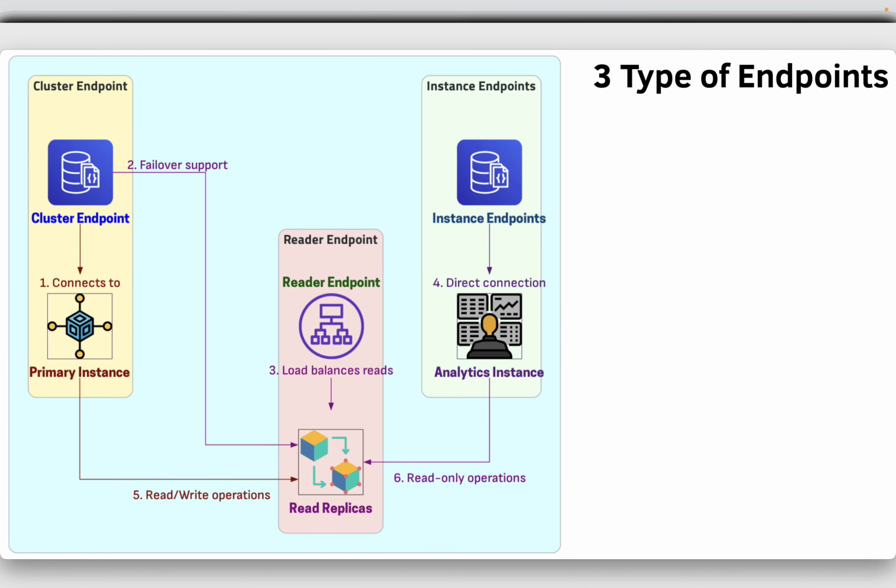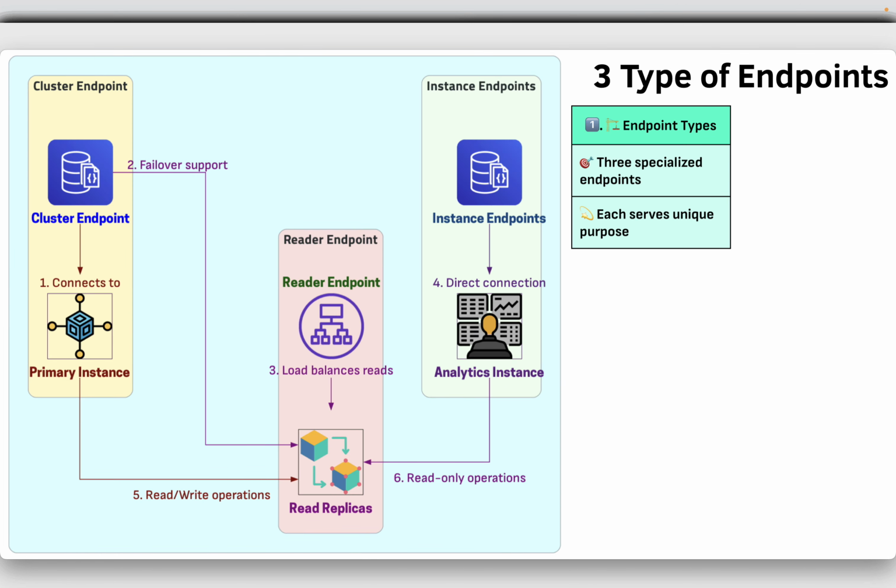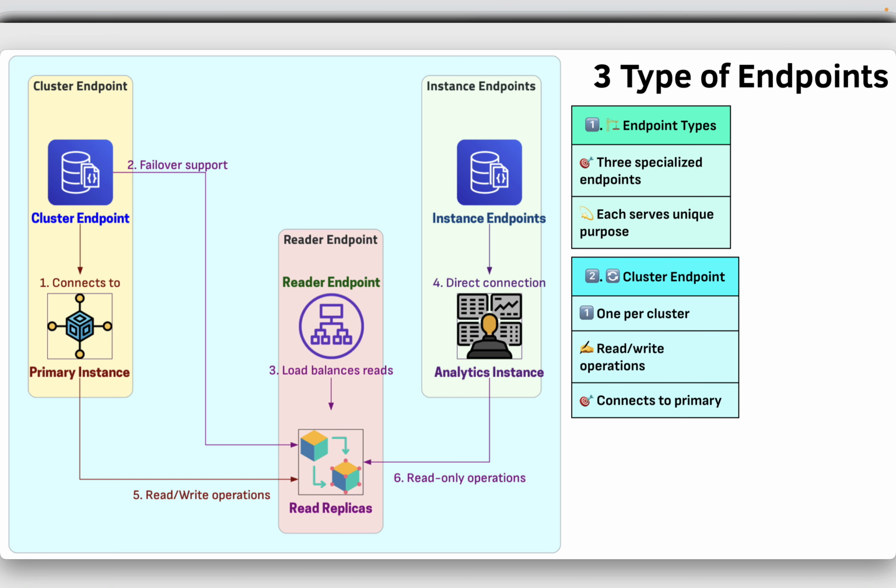Three types of endpoints. Amazon DocumentDB provides 3 specialized types of endpoints: cluster endpoint, reader endpoint, and instance endpoints, each designed to serve a specific purpose in managing database connections and operations. The cluster endpoint, of which there is exactly one per cluster, connects directly to the primary instance and supports both read and write operations, serving as the main access point for the database.